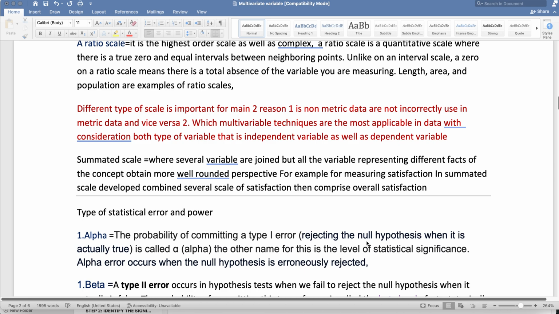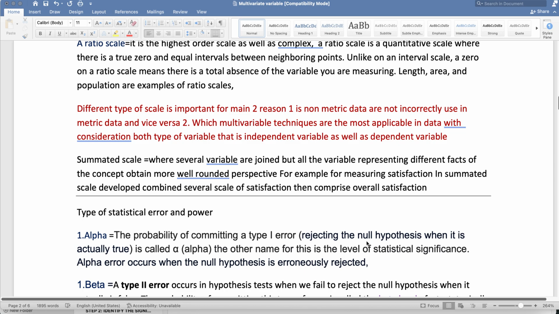Summated scale, where several variables are joined, but all the variables represent different facets of the concept, to obtain a more well-rounded perspective. For example, for measuring satisfaction, a summated scale develops by combining several scales of satisfaction that comprise overall satisfaction.